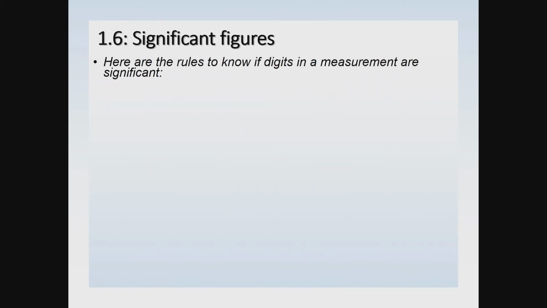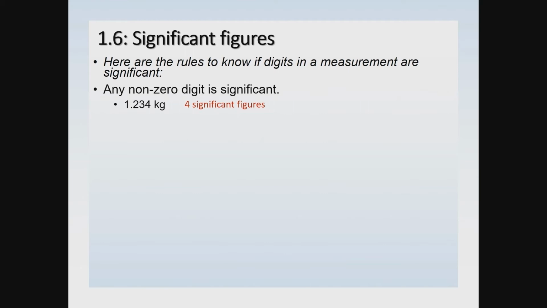Okay, so the next thing we're going to cover now is, we sort of understand that when you're getting numbers from a measurement, many of them will be significant figures, but sometimes the digits in the number may not be considered significant figures. So I have to go over how you know which digits in a number or measurement are significant and which digits are not. So let's go over those rules now.